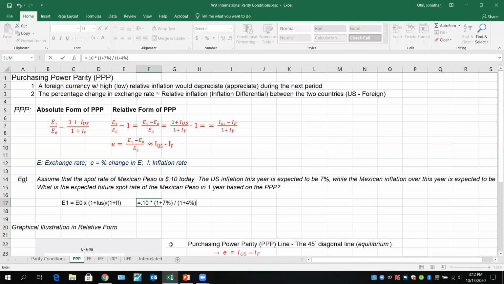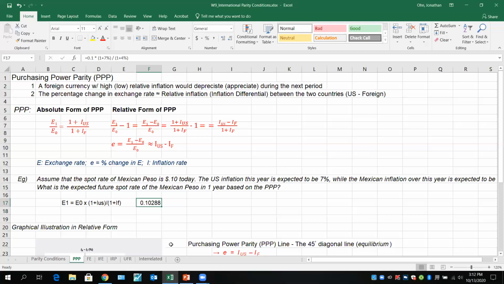That's it. You see that? So Mexican inflation is lower than US inflation. That means the expected future spot rate E1 of the Mexican peso should appreciate. So let's see how it goes. So here, look at this one.